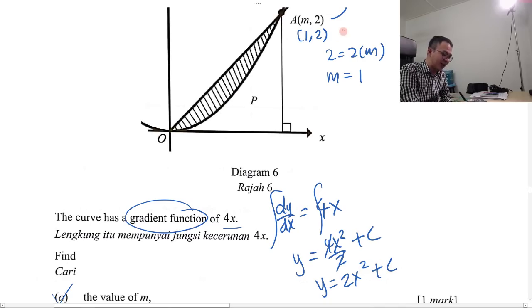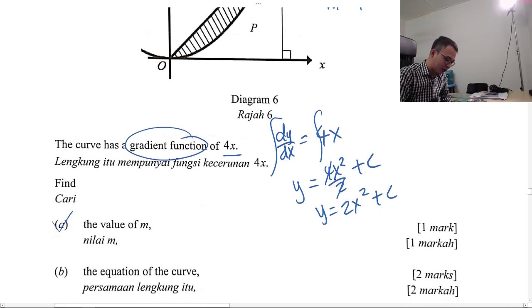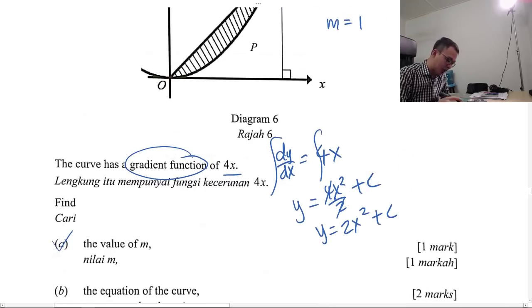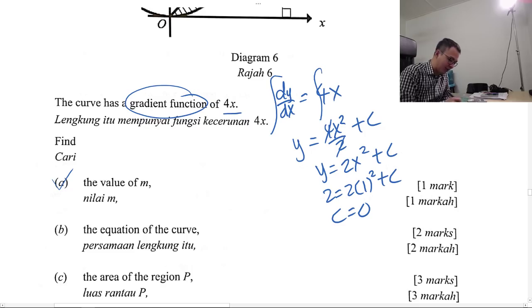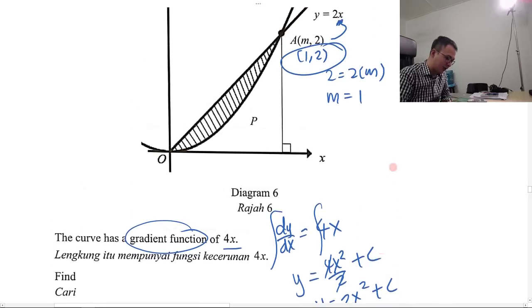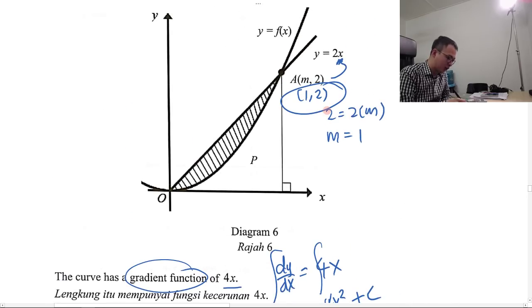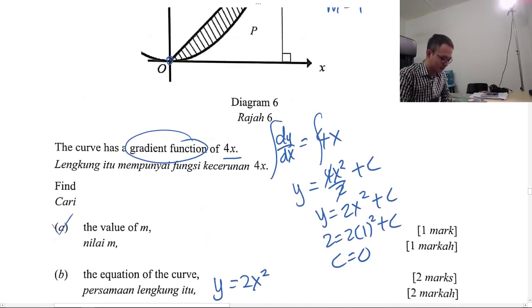In order to get c, I will plug my coordinate A into it. So if I plug in my coordinate A, which is (1, 2), right? 2 equals 2(1 squared) plus c. c equals 0. So therefore, my equation of the curve should be y equals 2x squared. Or if you do not want to plug in (1, 2), you can also plug in (0, 0), if you want. You will still get c equals 0.